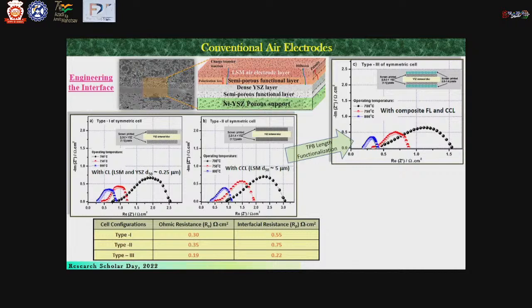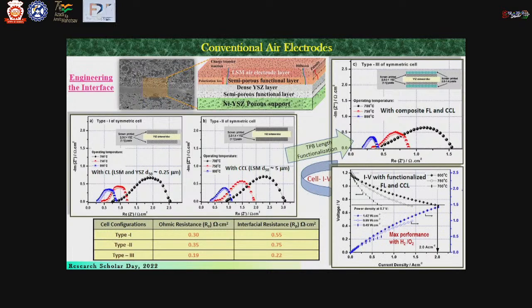collection layer that comprises the LSM air electrode. And with this functionalization, we have got 2 amps per centimeter square current density at a voltage of 0.7 volts and an operational temperature of 800 degrees centigrade in the fuel cell mode of operation.